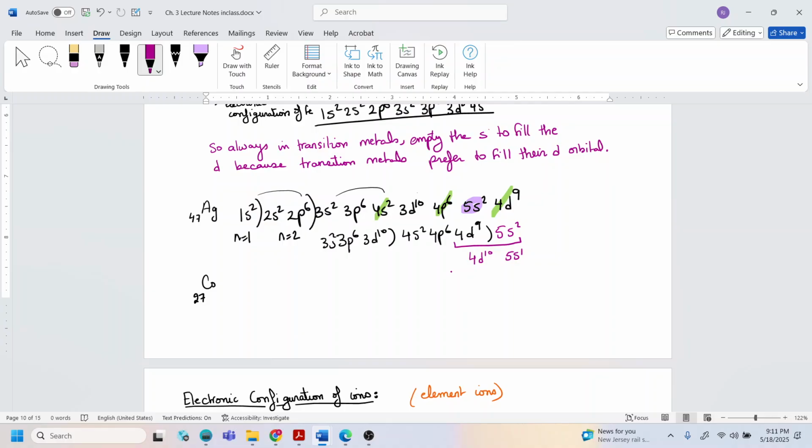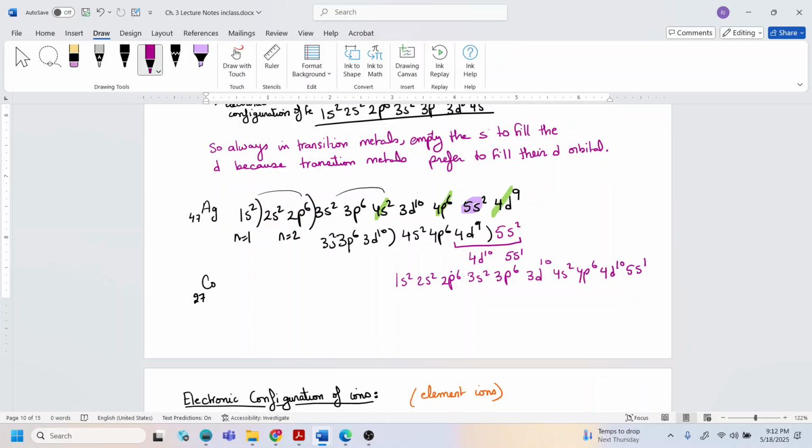Okay, so if we want to draw the electronic configuration of Ag, then that is going to be 1s2, 2s2, 2p6, 3s2, 3p6. You can put all the threes together, it's not a big deal. And then 4s2, 4p6, 4d10, and then 5s1. This is the electronic configuration of silver.